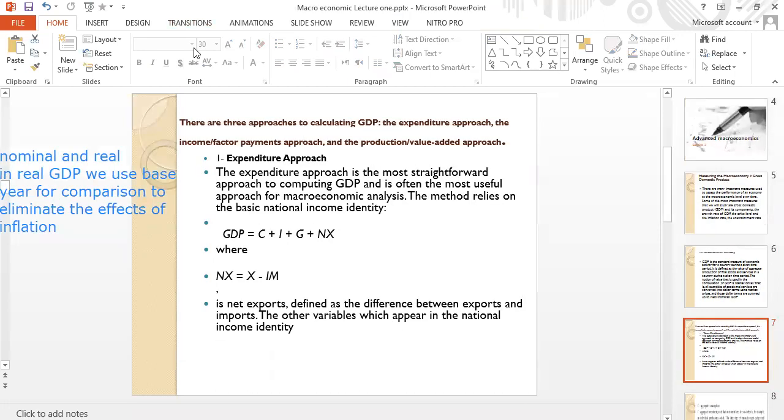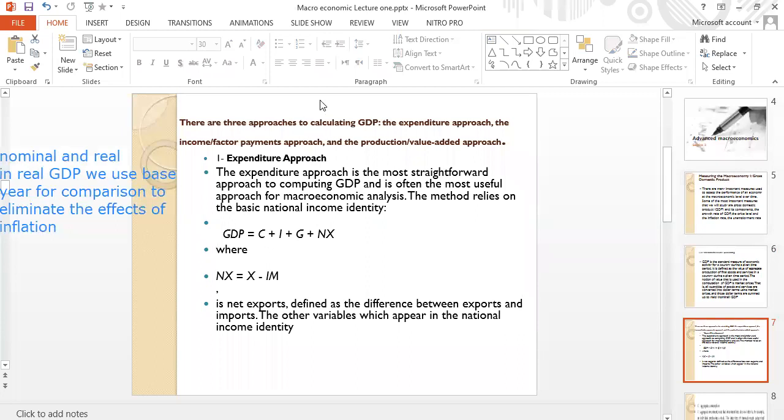Then we take the three approaches to calculate GDP: the expenditure approach, the income or factor payments approach, and the production or value added approach. So we have three approaches in calculating the GDP. The most common one is the expenditure approach, the most straightforward approach to computing GDP, and often the most useful approach for macroeconomic analysis.